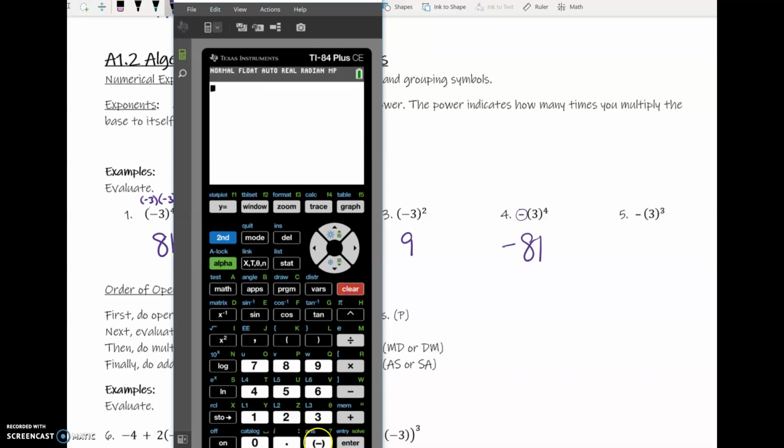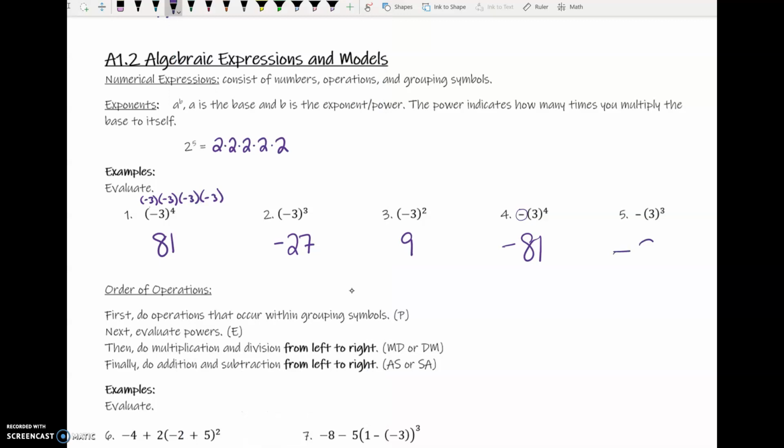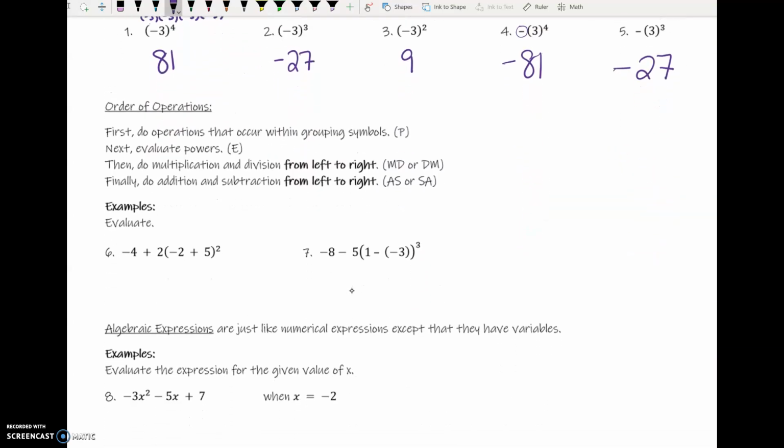So if I type in -3 to the 4th and I don't put any parentheses in, it is assuming that I have something like number 4 here. It's going to do the exponent first, then it's going to stick the negative on there. 3 to the 3rd is 27, and then stick the negative on. That would be -27.